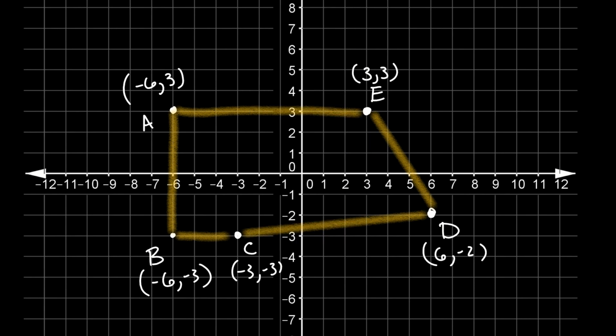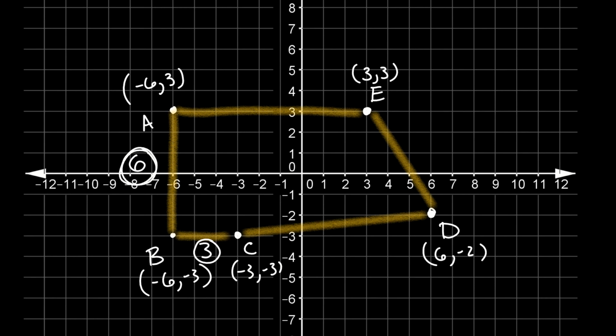So the first thing I'm going to look at is just this segment AB. Along this dimension from A to B, it's the values of y that are changing, and y is ranging from 3 down to -3. So that's traveling 6 units. So I'm going to write a 6, and I'm going to circle that because that is part of the perimeter. And then from B to C, x is changing, from -6 at B to -3 at C. So that's a change of 3 units. So this is 3 units long.